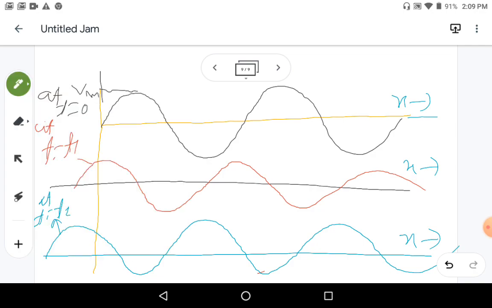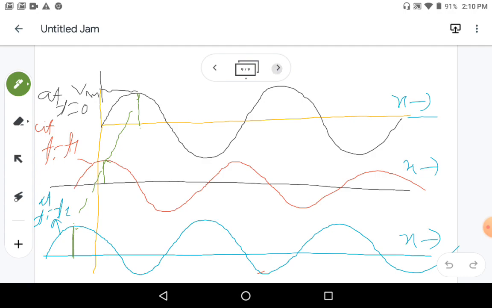The first maximum point is here, the second maximum point is here, and the third maximum point is here. The maximum point is shifted backward. That means this type of wave is called a backward traveling wave.